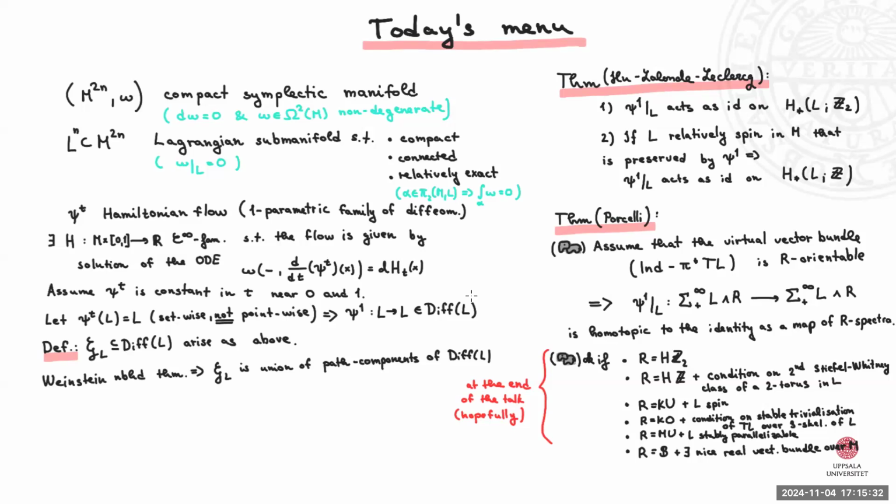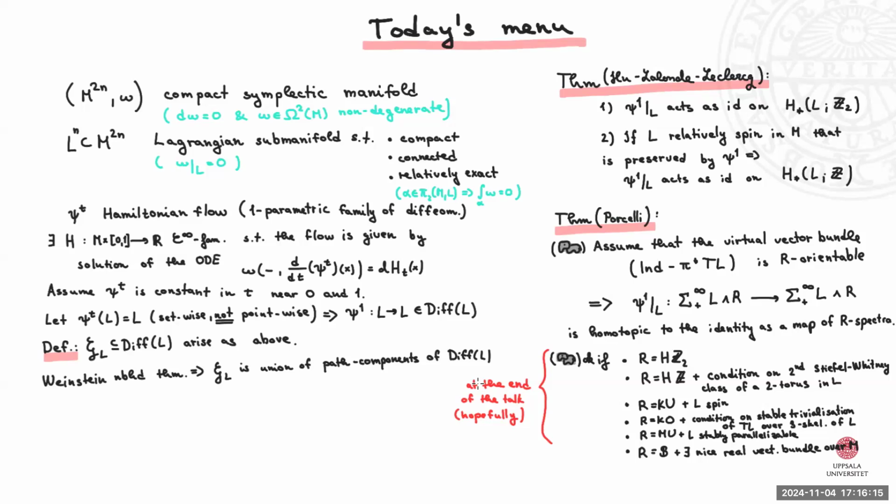When you restrict this flow at time 1 to your Lagrangian, it creates a self-diffeomorphism of the Lagrangian. And it's even a topological group, which is denoted by this beautiful curly G with a lower script L. And you can see from some very basic symplectic geometry arguments that this group is nothing else than a union of path components of the diffeomorphism group of L. So we will study these path components of this group.